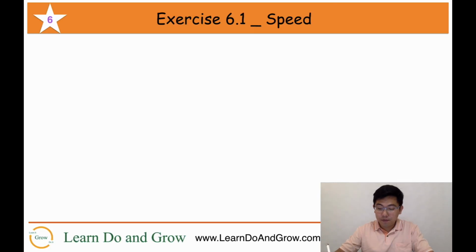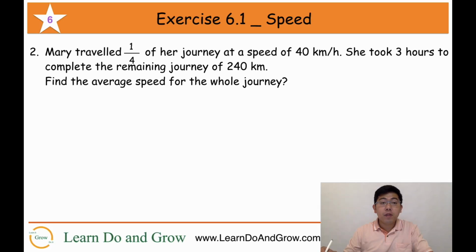Question 2. Mary traveled 1/4 of her journey at a speed of 40 km per hour. She took 3 hours to complete the remaining journey of 240 km. Find the average speed of the whole journey.